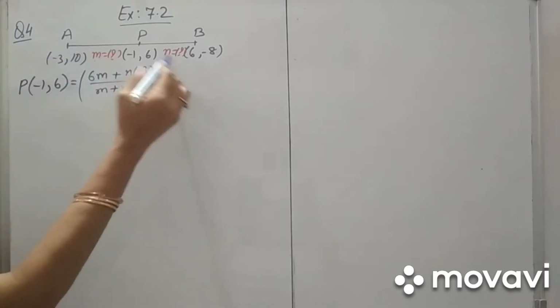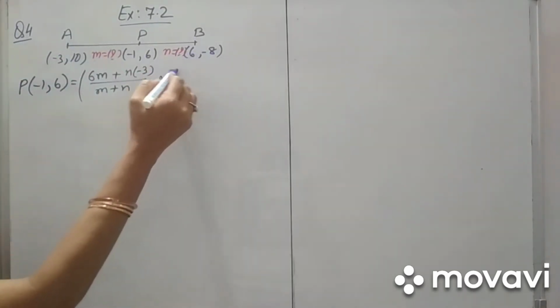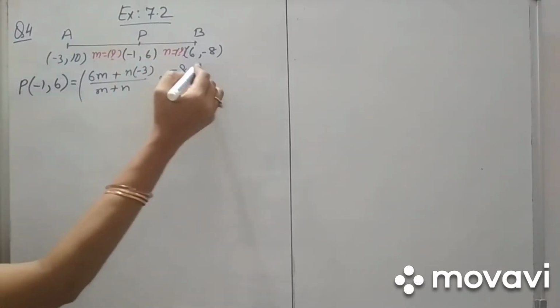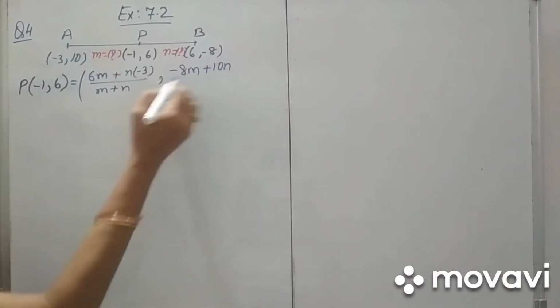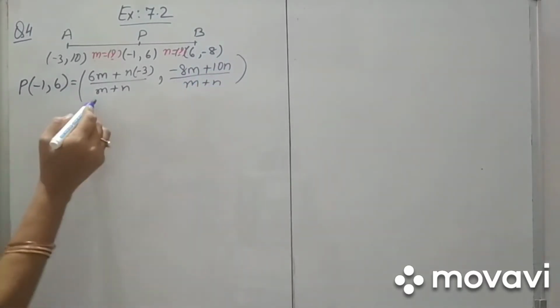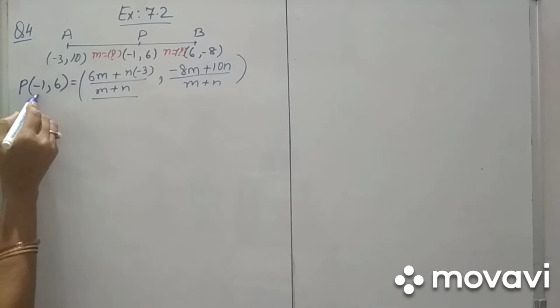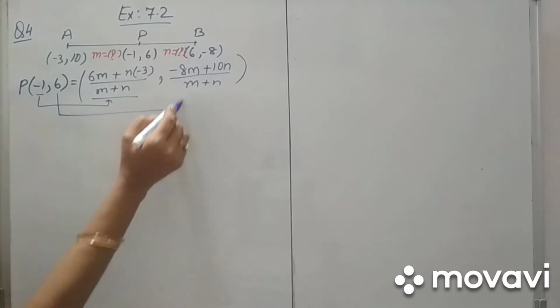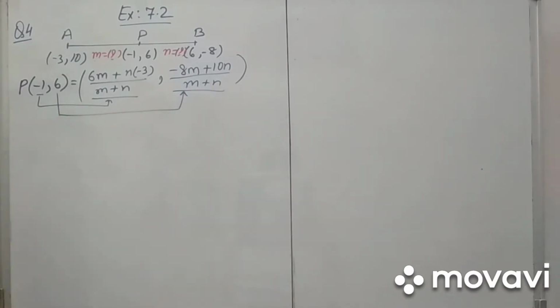Now for the y coordinate. m into minus 8, so minus 8m, and n into 10, so plus 10n, upon m plus n. So this x coordinate is equal to my minus 1, and this y coordinate is equal to 6, which we get with the help of the formula.